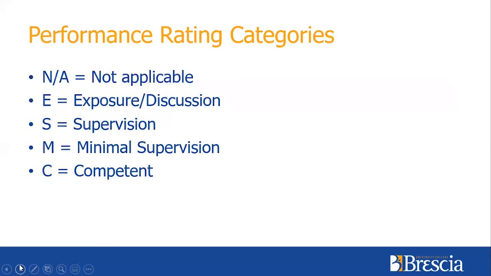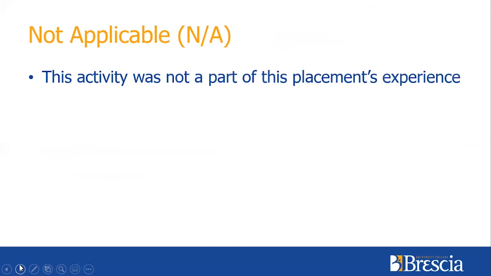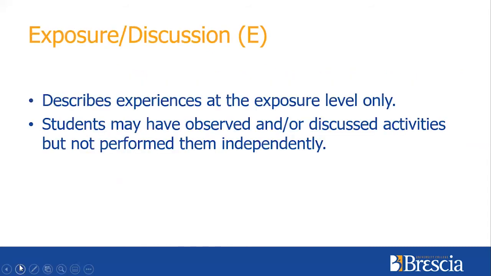The performance rating categories are NA or not applicable, E for exposure or discussion, S for supervision, M for minimal supervision, and C for competent. In more detail, not applicable means that this activity was not part of the placement experience. Exposure describes experiences at the exposure level only. Students may have observed or discussed activities, but not performed them independently.